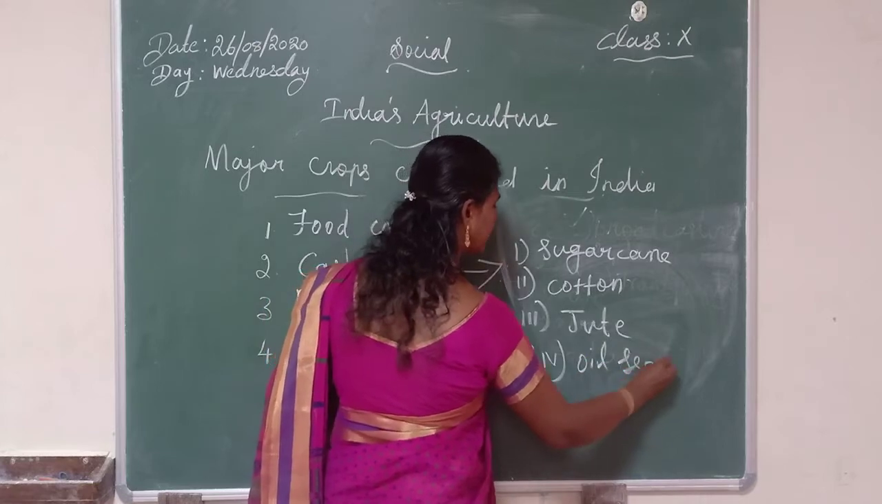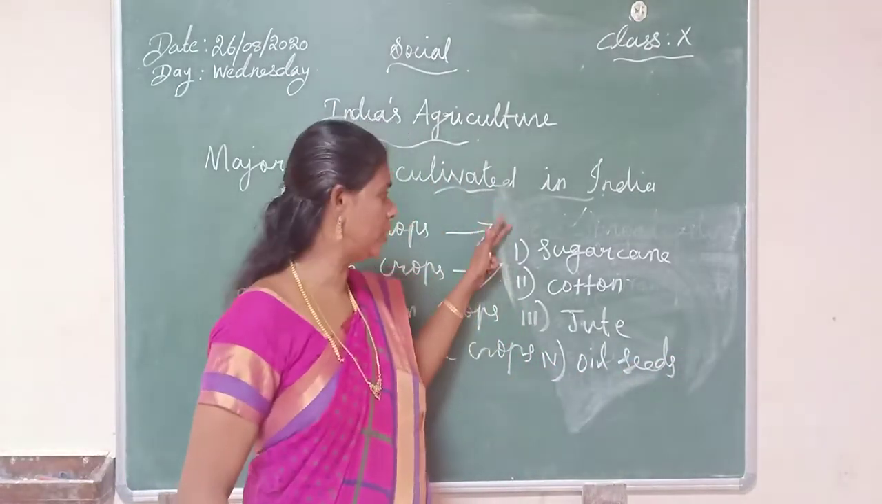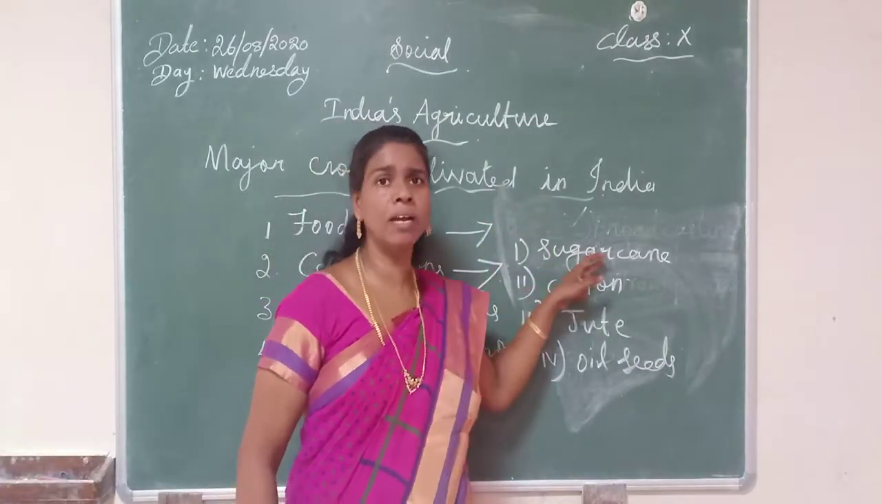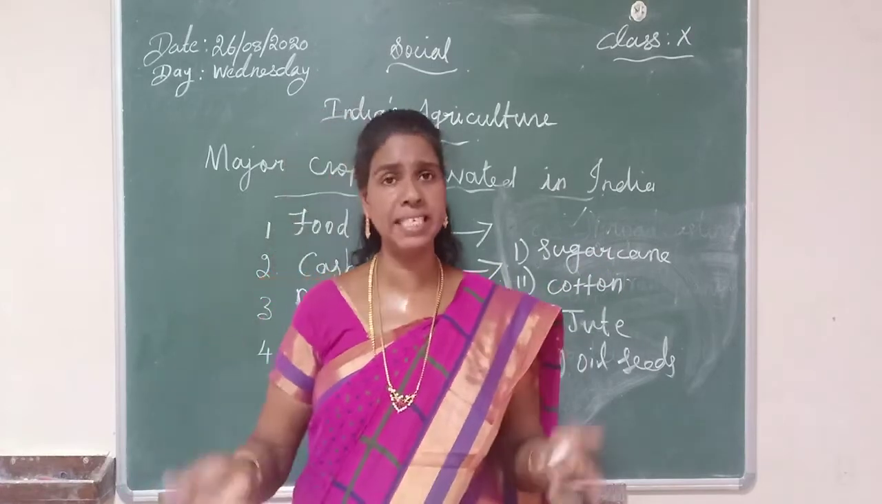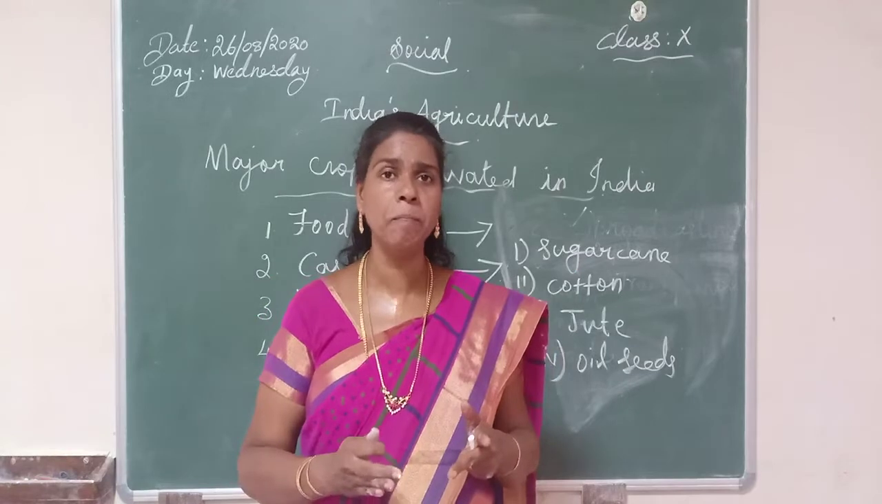And the fourth one is oil seeds. Now I am going to explain one by one. The first one is sugarcane. It is the most important cash crop of India.